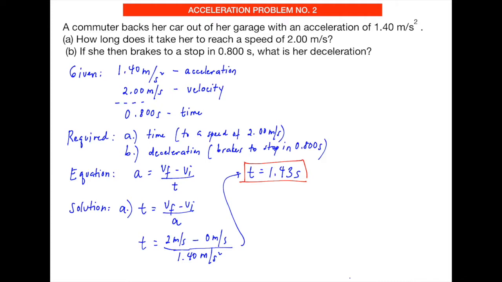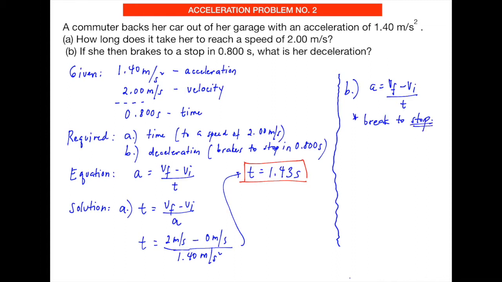Next, how about for letter B? For letter B, we are asked if she then brakes to a stop in 0.800 seconds. So for letter B, we have acceleration equals Vf minus Vi over T. Now, we have to take note: brake to stop. So the Vf here is simply 0.